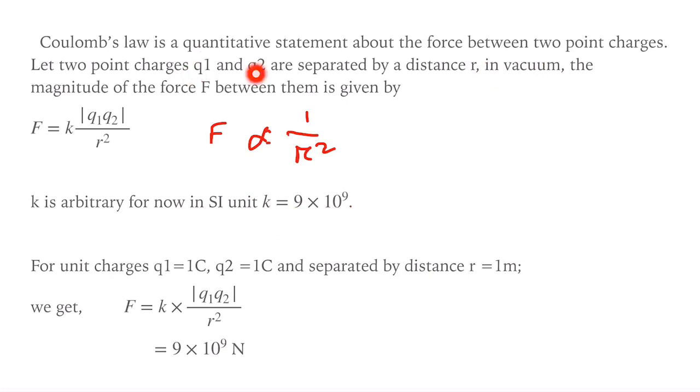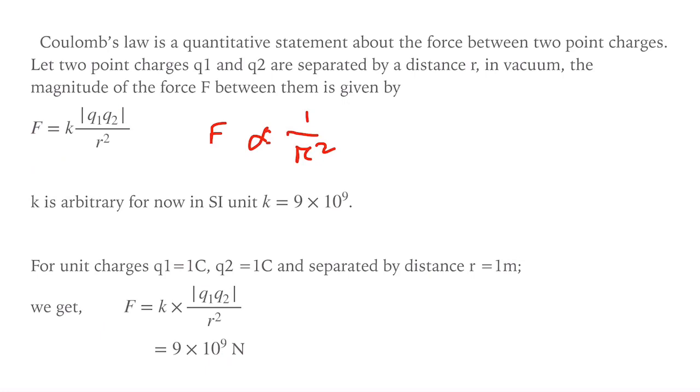Let us say that these two point charges are unit charges. We will take 1 unit of the charge in SI units. The SI unit is the coulomb, denoted by C. So let's say the value of Q1 is 1 coulomb and the value of Q2 is 1 coulomb, separated by a distance r equal to 1 meter, since the meter is the SI unit of distance. Now putting these values in this formula, we get the value of F as 9 into 10 to the power 9 Newton. Newton is the unit of force.